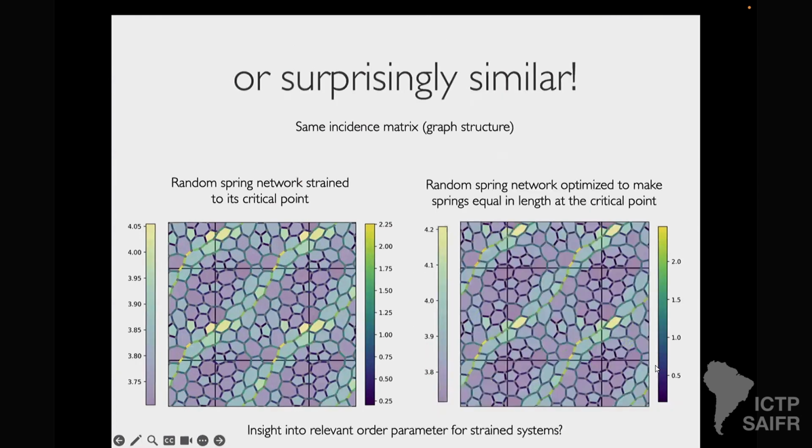Pretty interestingly, if instead you optimize so that the springs are all the same length, it really looks a lot like the strained critical network, which is maybe not surprising, maybe it is. And it suggests that maybe there's a way of using this idea that this equal length state, in the space of all possible states of self-stress, is so similar to the strained state that it starts to give you an idea of what might be the relevant order parameters for this transition, which is the one that occurs in biological systems. Should be really interesting. Okay, I'm 2 minutes over.